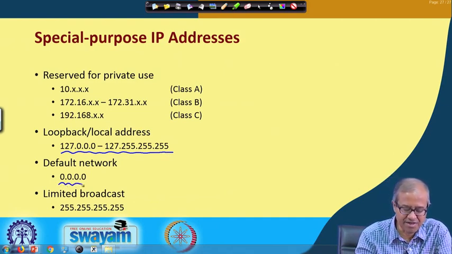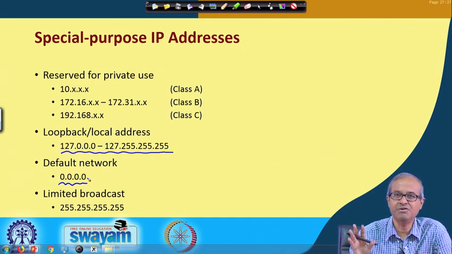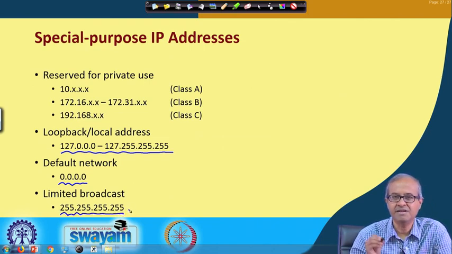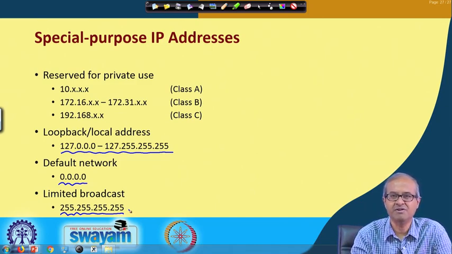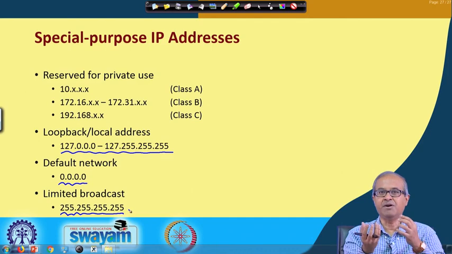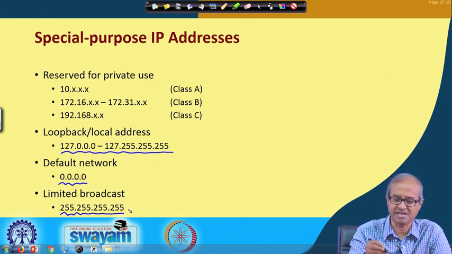Default network: any network address you give as 0.0.0.0 is your default network. The current network is usually the default network, and you can specify which is your default. Okay. And similarly, if we use an address of all ones, all 255, it means limited broadcast, that is, broadcast within your present network. So, if you want to send a packet to all computers within your network, you can use this limited broadcast address. This is how the IP routers handle the packets. By looking at the address, it will take a decision where to forward.